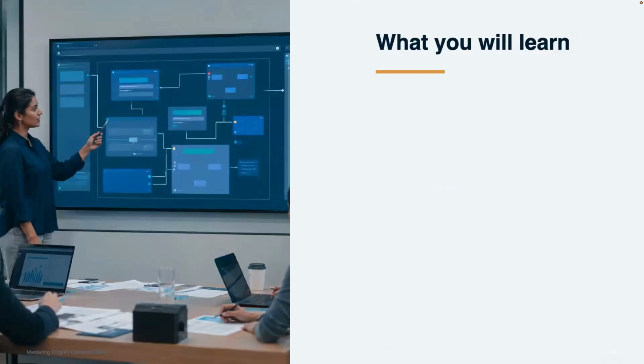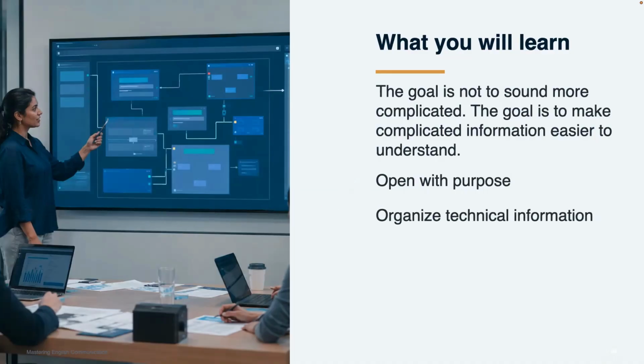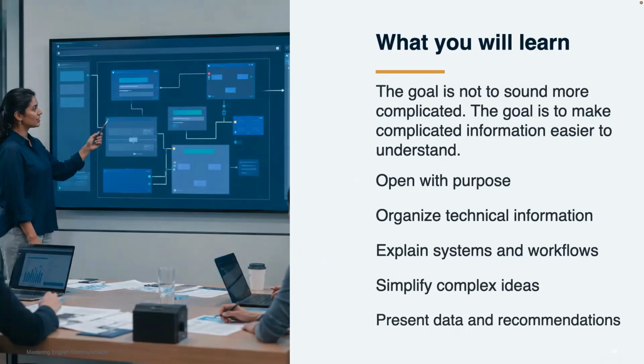So, what are you going to learn in this lesson? First, you're going to learn the goal is not to sound more complicated. The goal is to make complicated information easier to understand. You want to open with purpose. You want to organize technical information. You want to explain systems and workflows. Simplify complex ideas and present data and recommendations.